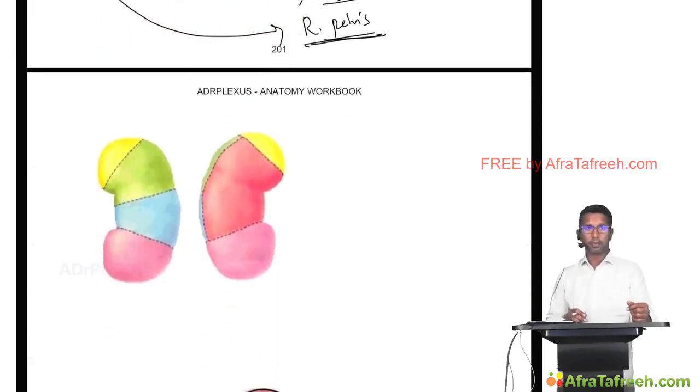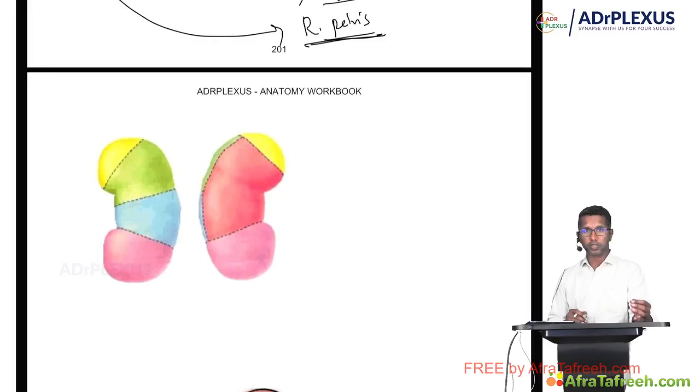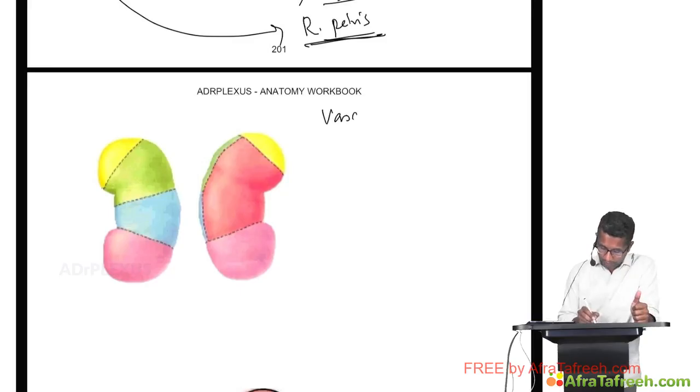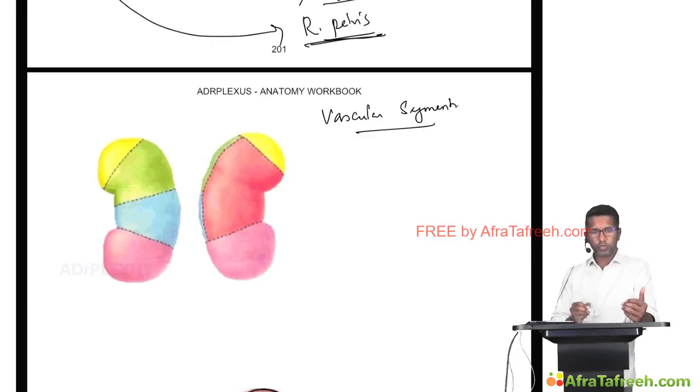So the kidney is supplied by the renal artery. The renal artery divides into 5 branches and supplies the kidney. These segments are called the renal or the vascular segments of the kidney. So how do they divide the kidney into vascular segments?